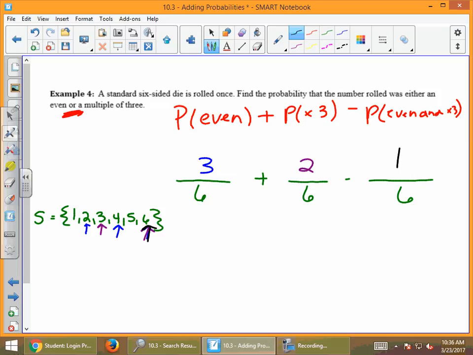Well, when we combine fractions, it's really nice. We know the bottom is going to stay the same, so really all you have to do is combine the top. That's 3 plus 2 minus 1. And that simplifies down to 2/3. And then what is that as a decimal, about? 0.67.